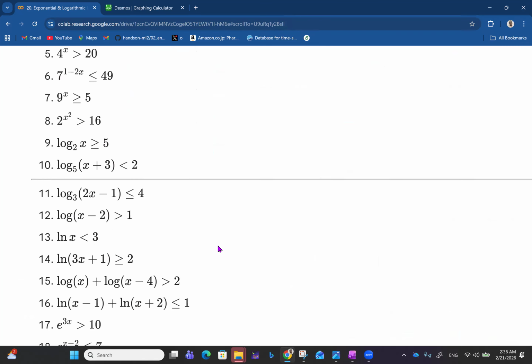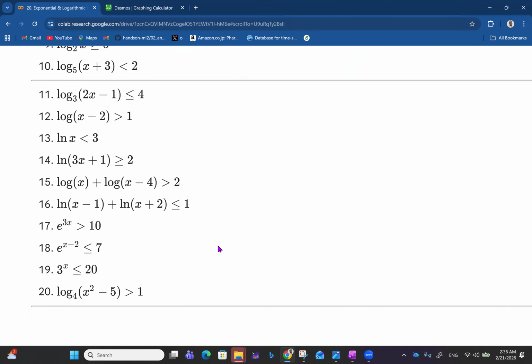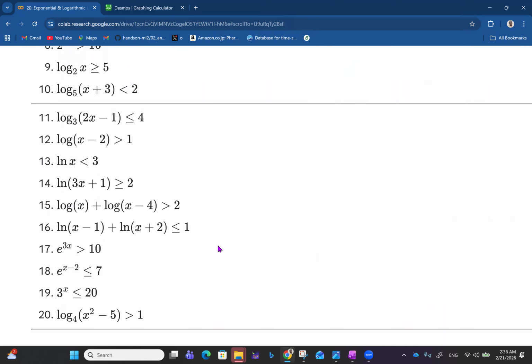So the next thing we want to do is to check another one. Which of these will do the job again? Okay, I'll go for 20. It looks the most complex. I'm not sure. It may not be as complex as I think, though. But we have log of x squared minus 5 to base 4 greater than 1.